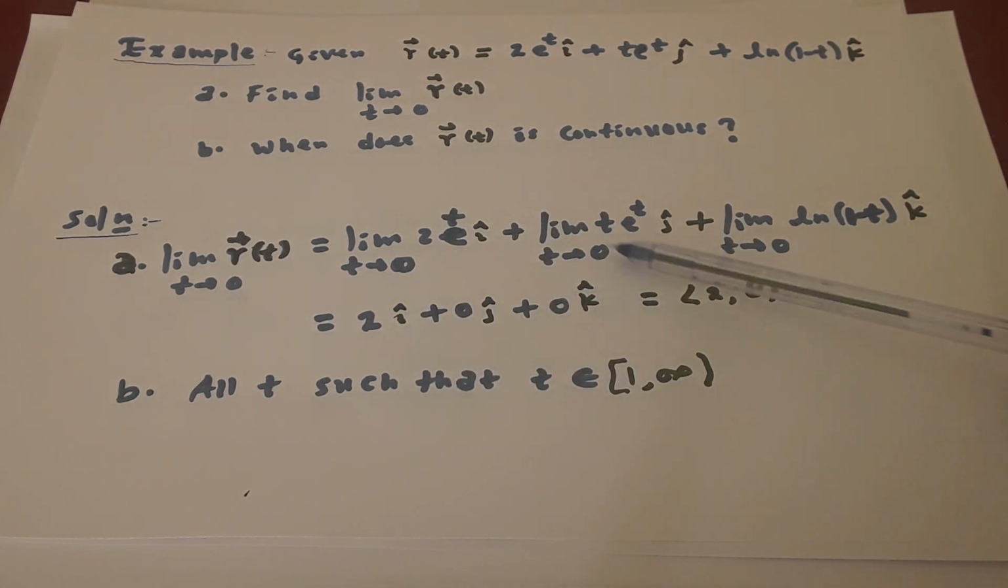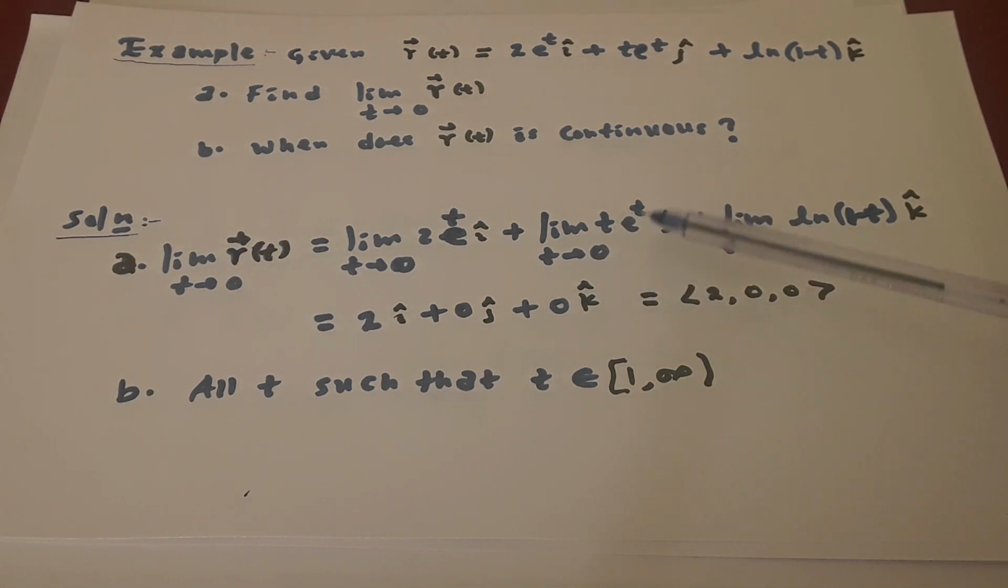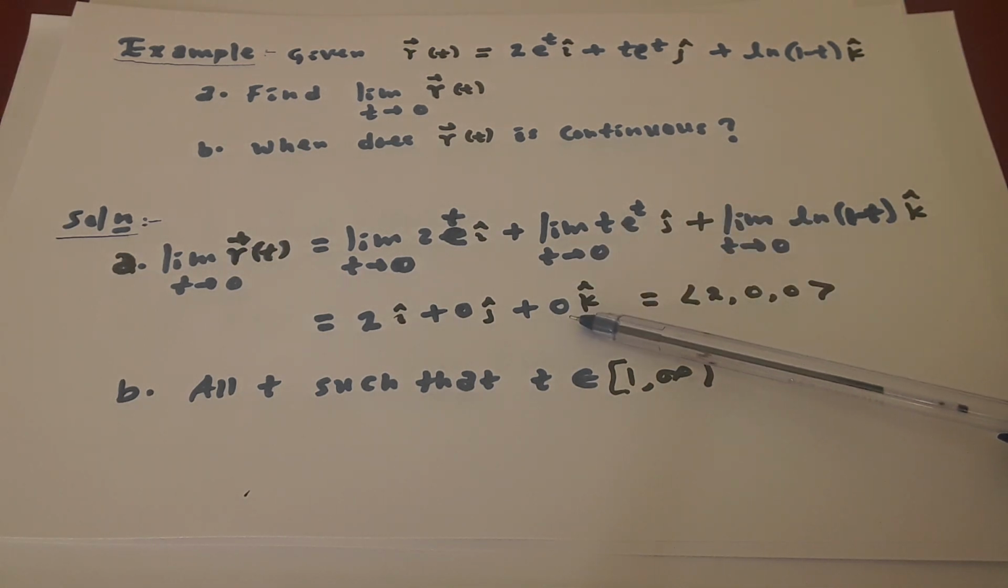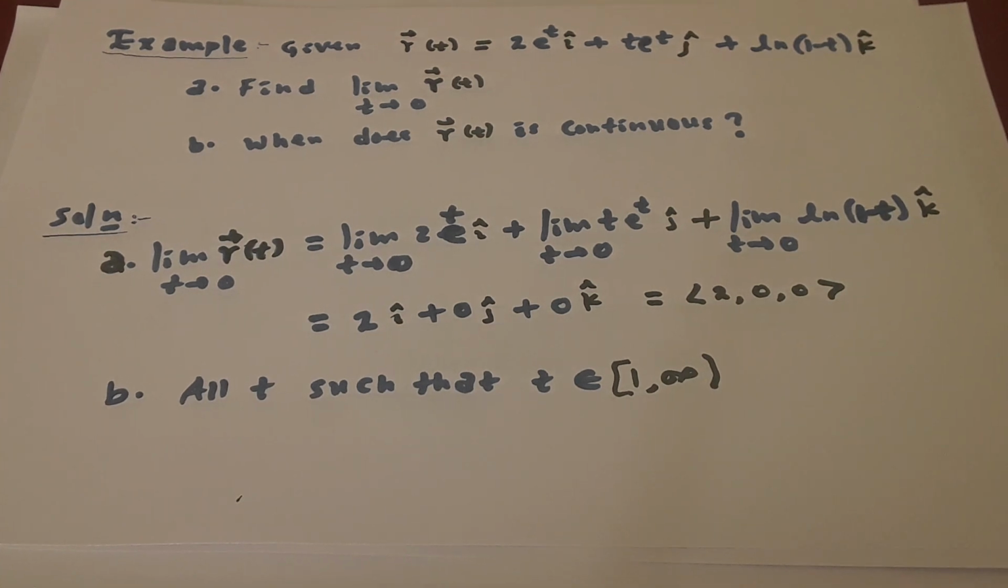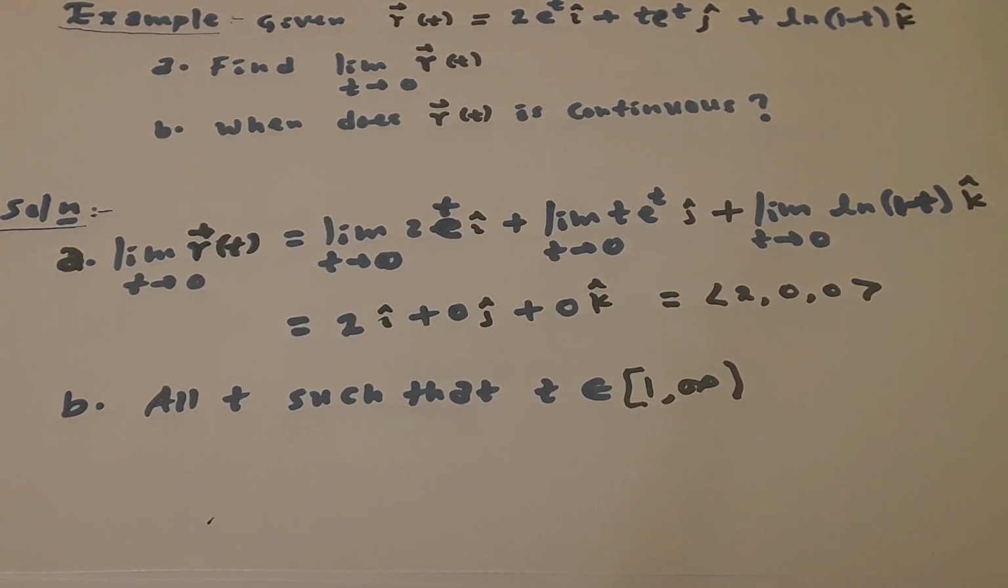That's 1. Again, the limit of t e^t as t tends to 0, using the product rule, is 0. Again, the limit of ln(1 - t) as t tends to 0: as t goes to 0, 1 - t tends to 1. So ln of 1 means 0. So we have 2 in the i component, 0 in the j component, and 0 in the k component. So this is the limit of the given vector valued function.